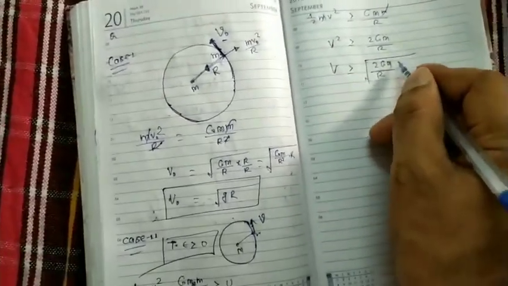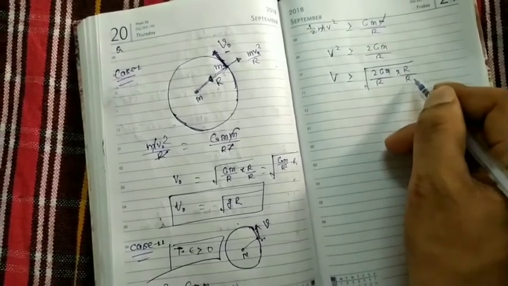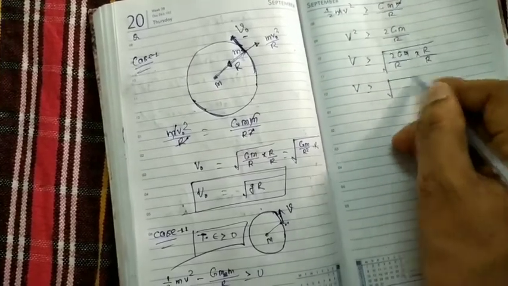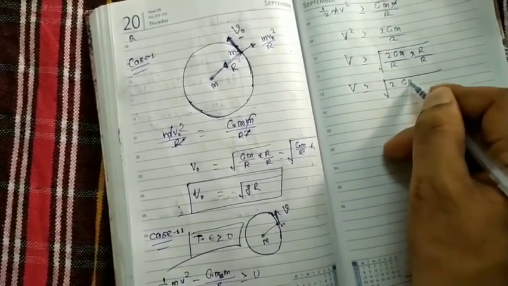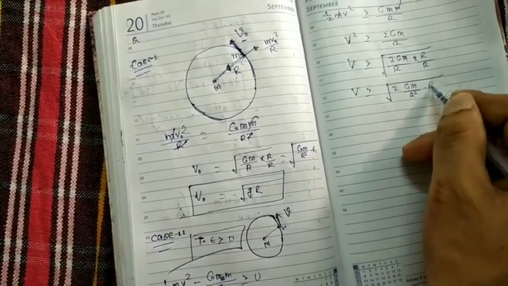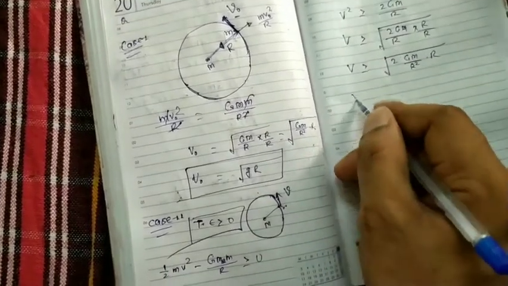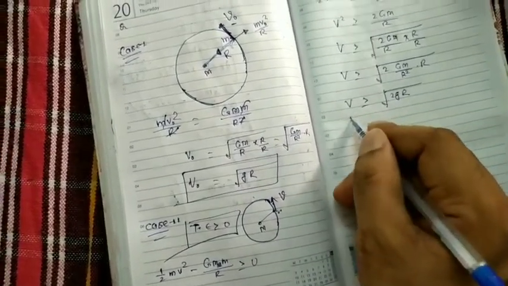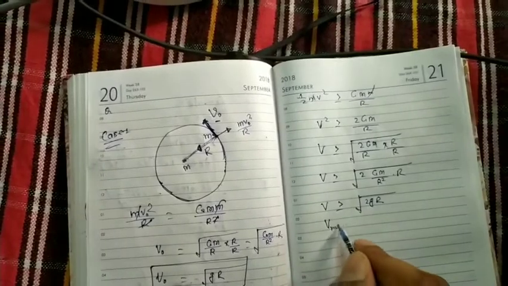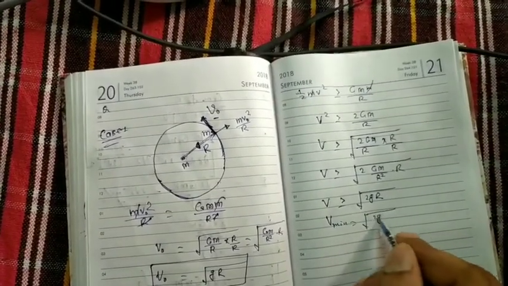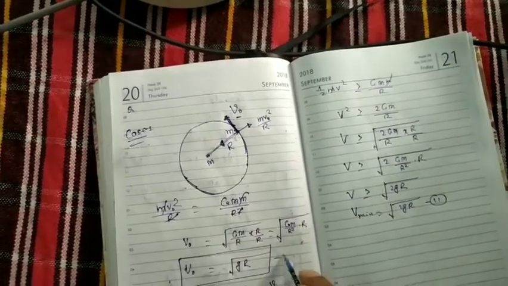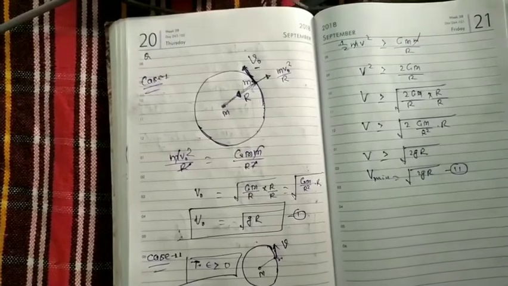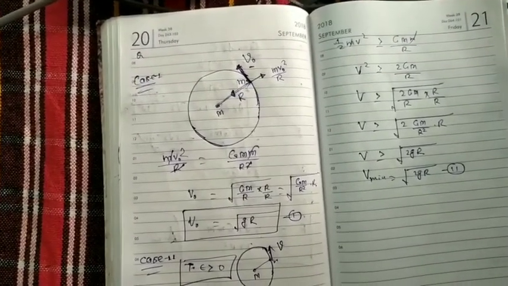Now we just multiply with r and divide with r, so again this becomes under root, we can write like this, 2GM by r square into r. This is again a small g. So v is greater than or equal to root 2gr. Done, buddy? So v minimum from here is under root 2gr. Okay, this is the second equation, and this is the first equation. Now see, initially its velocity is under root gr. Now its minimum velocity should be under root 2gr.